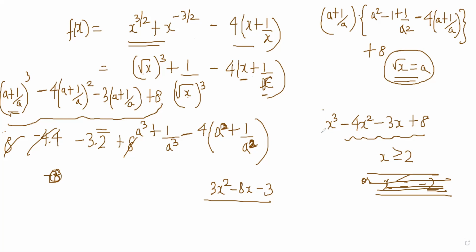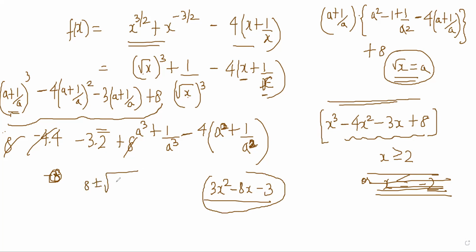So we have this situation, this cubic for x greater than 2. The derivative is not always positive there, so let's find the roots of f dash x. It is 8 plus minus root over 64 plus 4 into 9, 36, b square minus 4ac, so root 100, which is 10, by 2 into 3. 8 plus minus 10 by 6, so it is either 18 by 6 or minus 2 by 6.